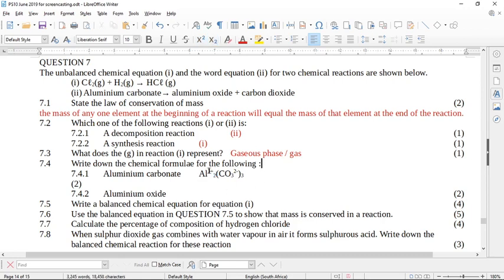So if I've got 2 aluminium ions with 3 positive charges, overall the aluminium is giving me 6 positive charges, and then I've got 3 carbonate ions each with 2 negative charges.